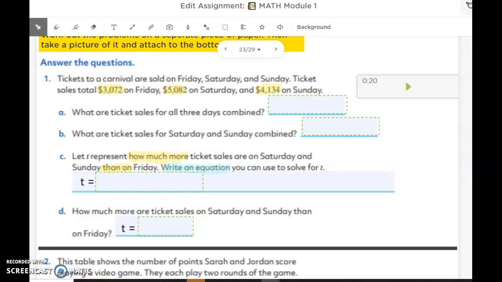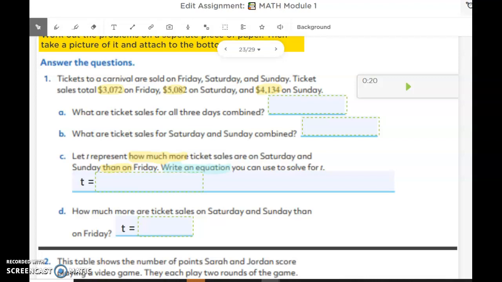So it says tickets to a carnival are sold on Friday, Saturday, and Sunday. Ticket sales total $3,072 on Friday, $5,082 on Saturday, and $4,134 on Sunday. Now, hopefully you've already taken your word problem notes. If you haven't, I would highly suggest that you go back over to your quarter one notes in ClassKick, take those notes, then use those to help you with these questions.